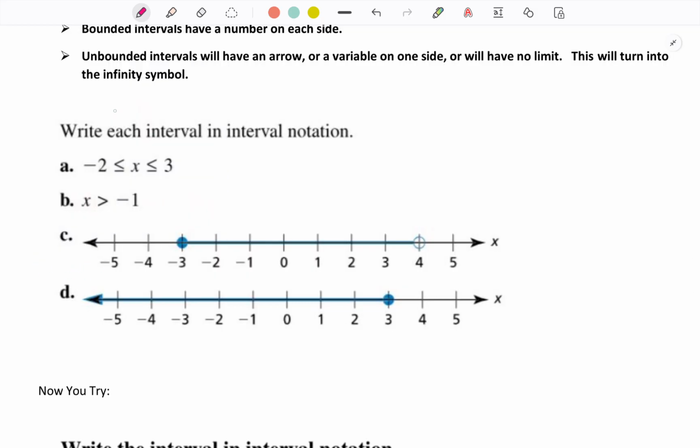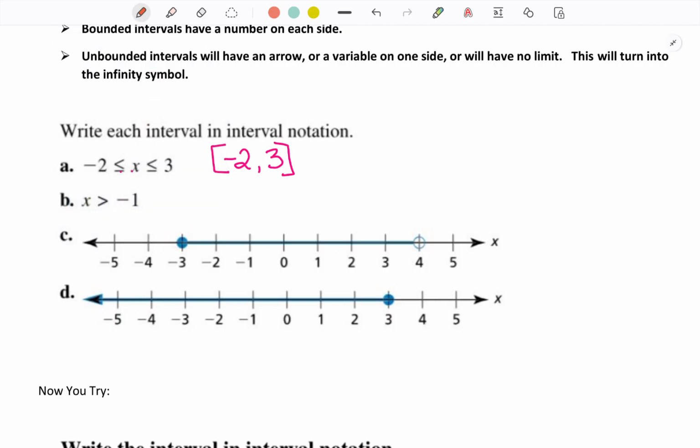So we have on A, -2 is less than or equal to x, which is less than or equal to 3. This is a bounded interval because you have a number on each side of it. Your low side is -2, so we always list it first. Since it's less than or equal to, this means that we can include that -2, so it gets a bracket. Then we can go up to 3, and we can also include it, so it gets a bracket as well.